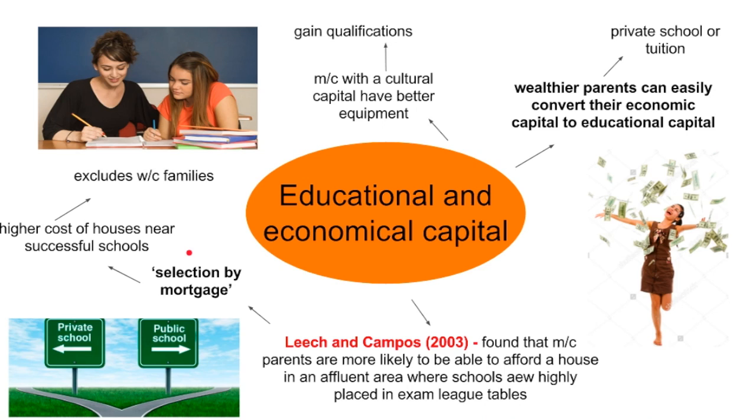Basically, the education system is trying to say, if you can afford a house in an affluent, expensive area, then that means you'll be able to bring your child into a school which has high exam league tables, meaning that your child will be able to get higher grades.